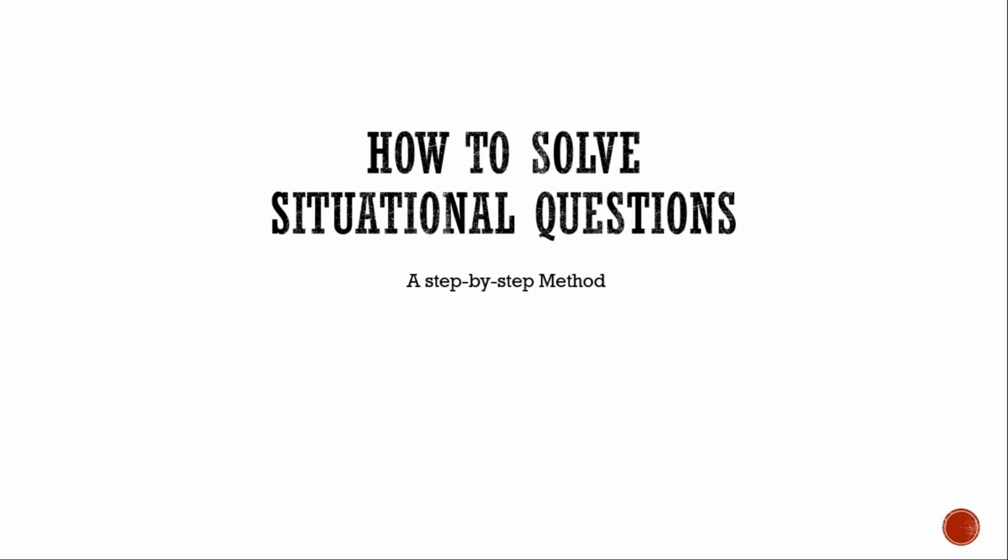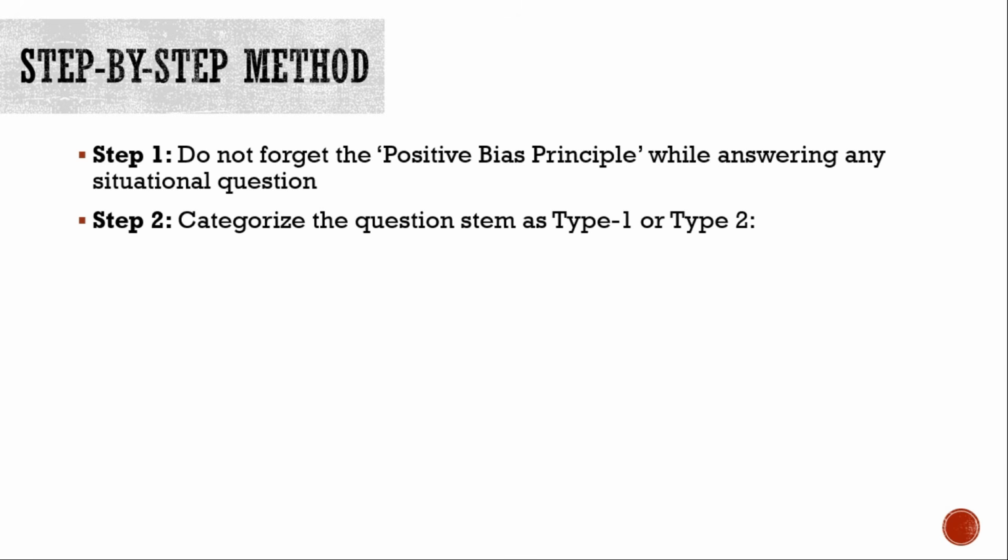Now with that, we move on to the step-by-step method of solving the situational questions. Step 1, do not forget the positive bias principle while answering any situational question. It links to the framework of positive bias we talked about, and that will be our step 1: whenever we approach a situational question, we will always remember the positive bias principle.